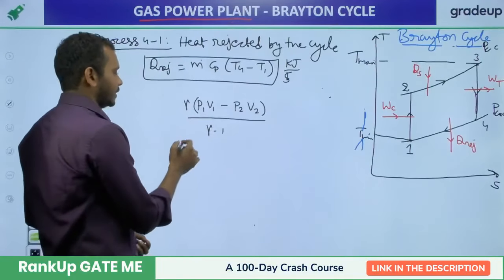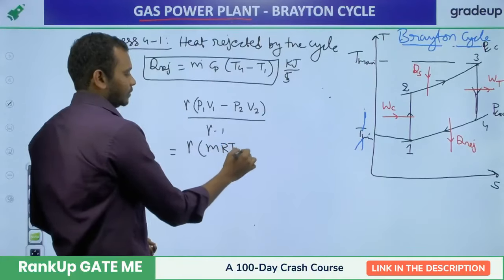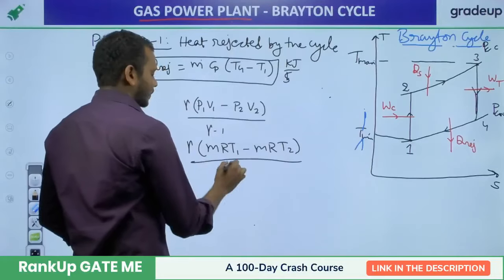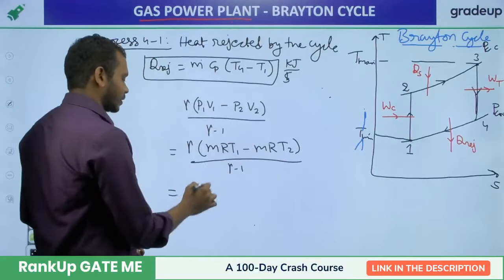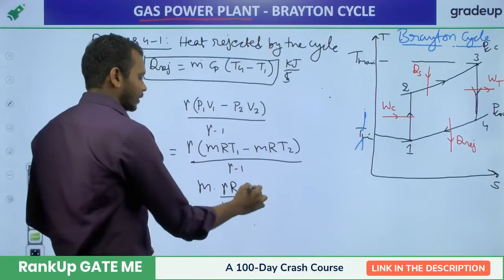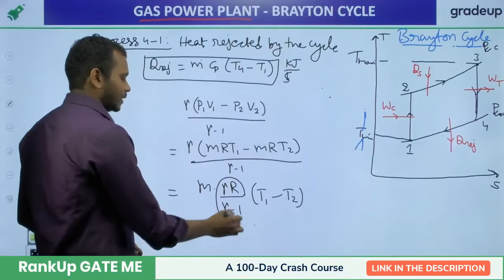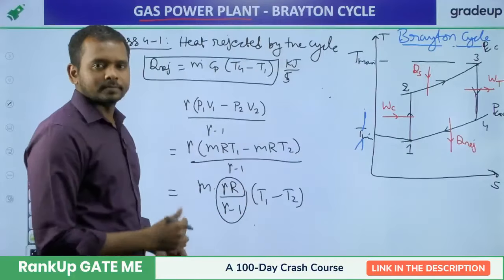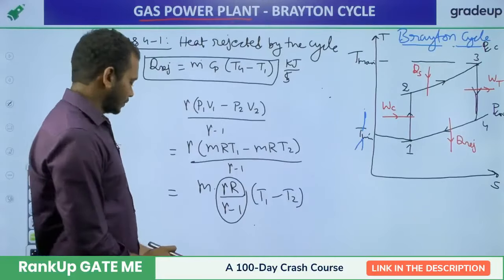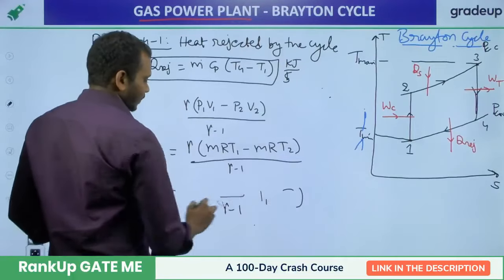So I can write it as gamma into MR T1 minus MR T2 by gamma minus 1. So let's take MR common here: M into gamma R by gamma minus 1 into (T1 minus T2). So what is gamma R by gamma minus 1? Cp. So it is equal to MCp into (T1 minus T2). Right? So that is how it has come.